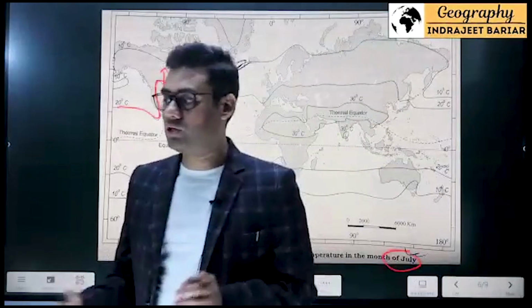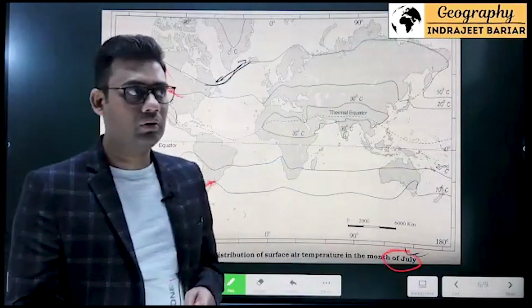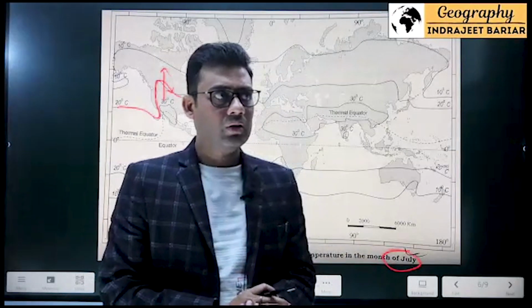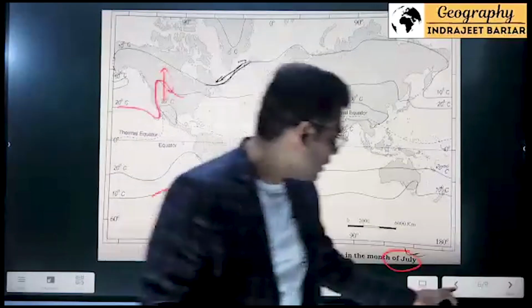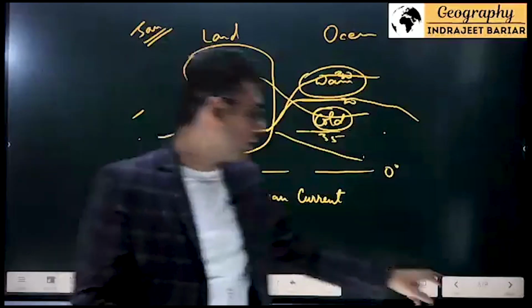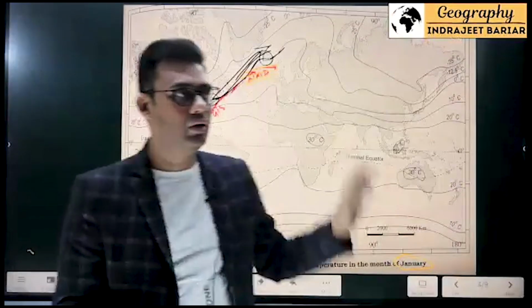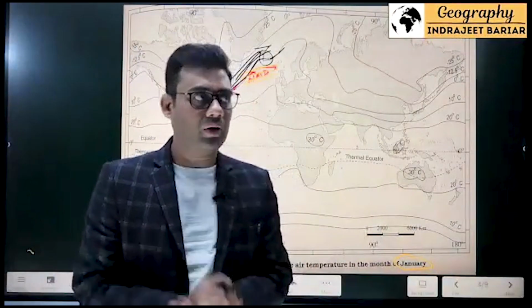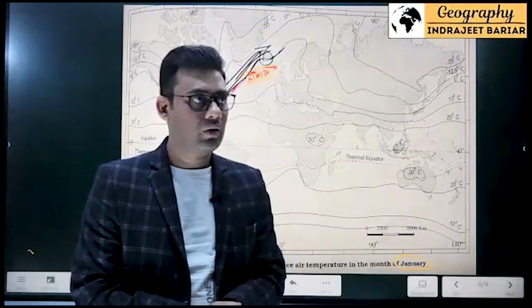So if I ask you, is the land water contrast more in January or July? January, because the deflection is due to land water contrast. So the land water differential is more pronounced in which season then? Winters. So season wise, this differential is more pronounced in winters, which is very much visible from the isothermal map, comparing these isothermal maps.